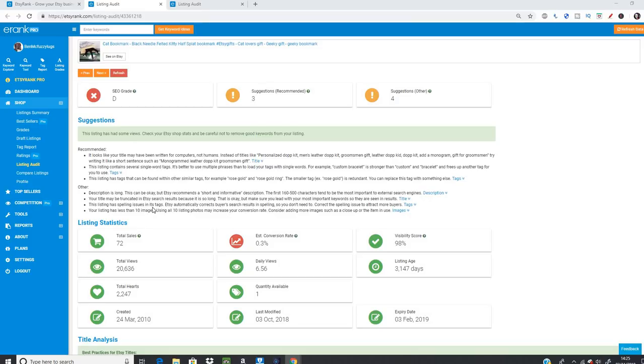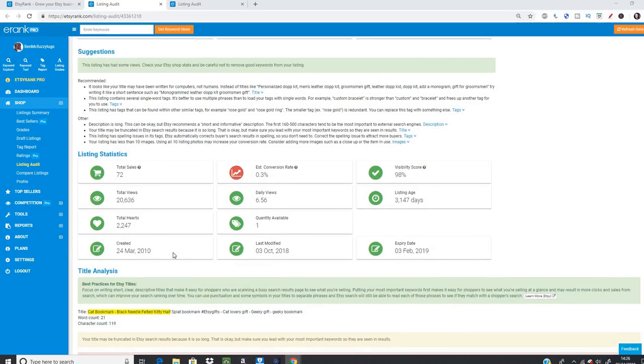This listing has spelling issues in its tags. Now, not all spelling issues are spelling issues. It might just be things that eRank doesn't recognize yet, which I can teach it, but I don't need to worry about it. And yet my listing has less than 10 images. Again, this is an old listing, as we'll see in a minute, so it had the 5 images. I might add more later when I do another photo shoot, but there's not really much of a point, to be perfectly honest. There's only so many ways you can show a bookmark.